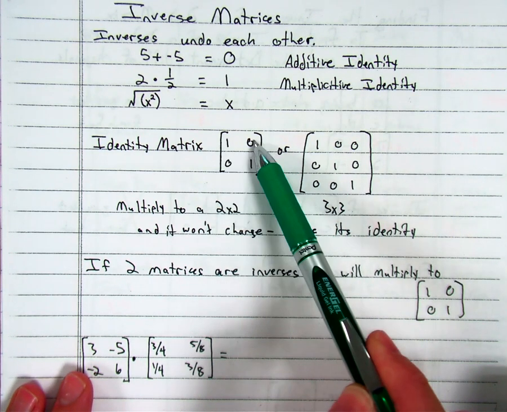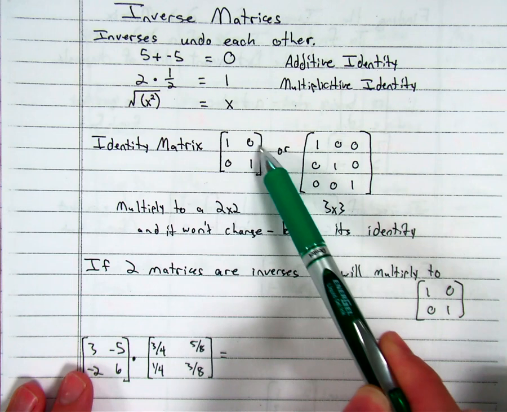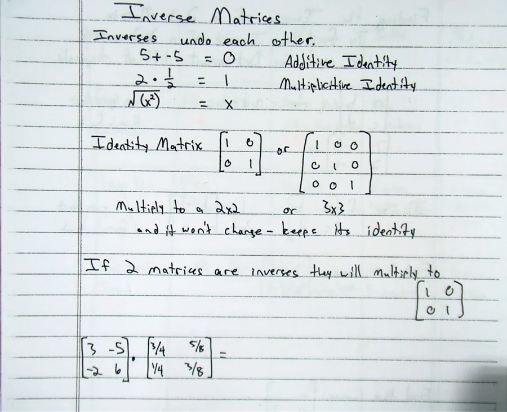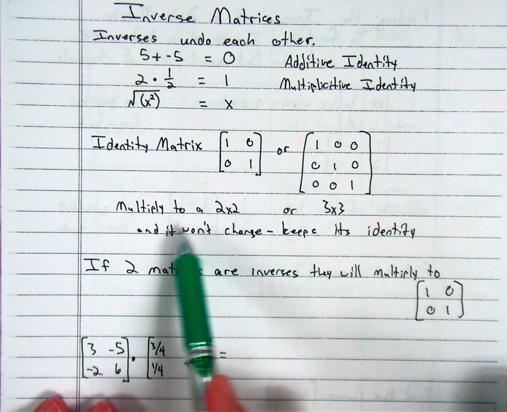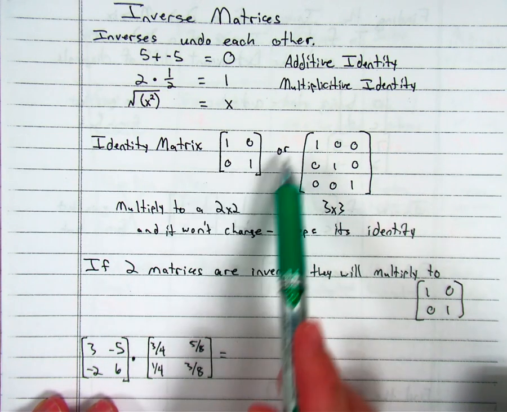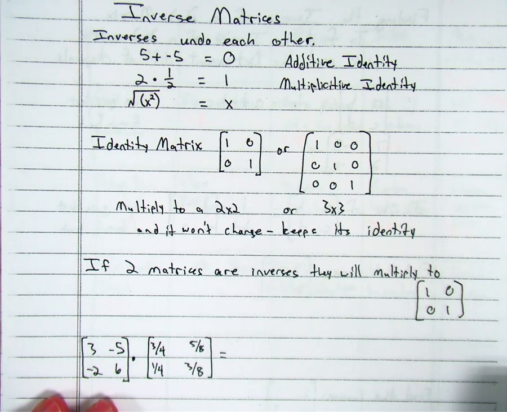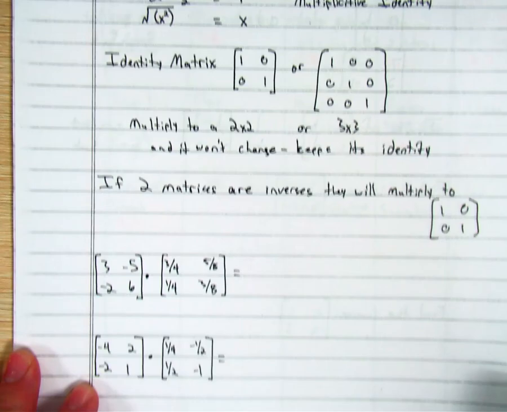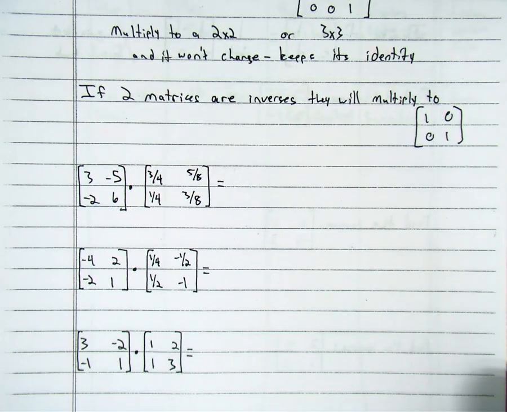If we take 1, 0, 0, 1 times another 2 by 2 matrix, then that other matrix would stay the same. Okay, and here's your 3 by 3. Notice the pattern here, just a diagonal of 1s with zeros everywhere else. If two matrices are inverses of each other, they should multiply to be 1, 0, 0, 1.